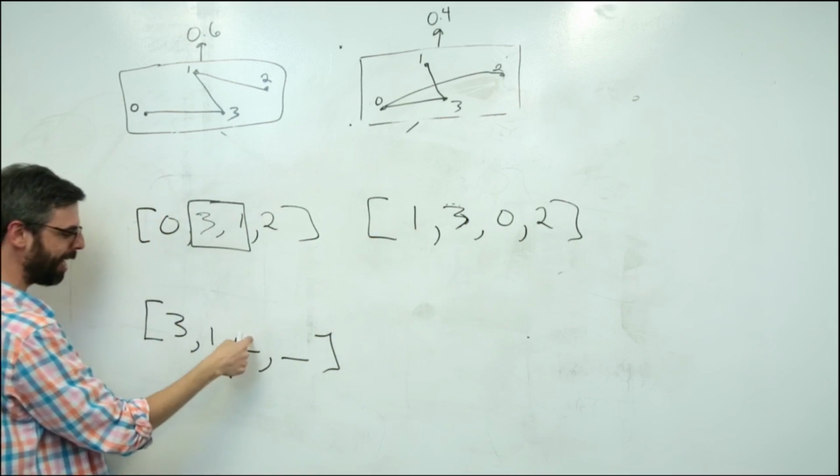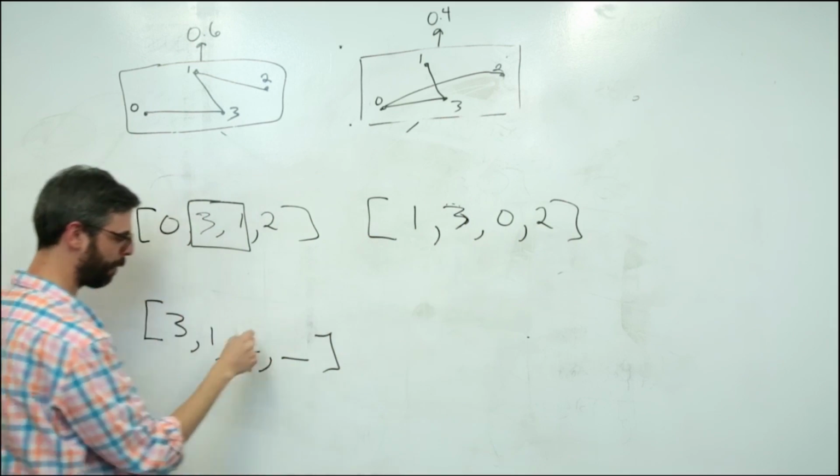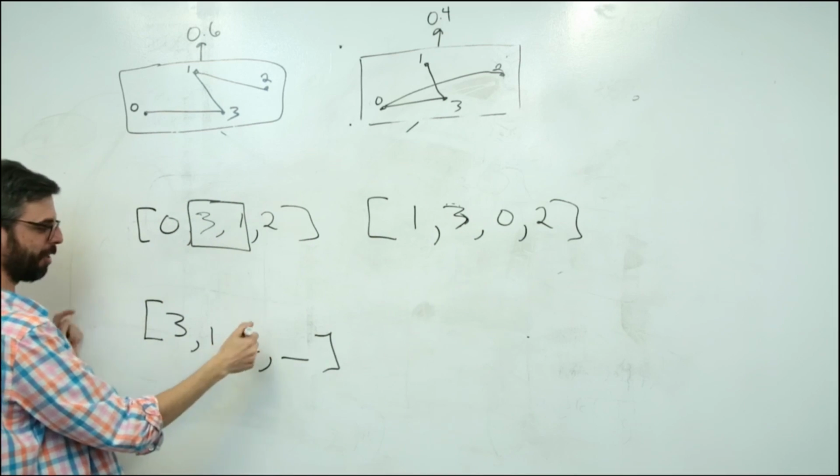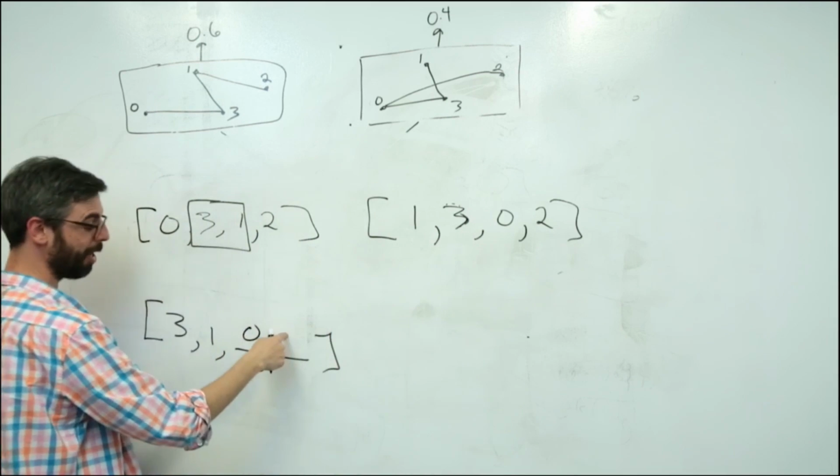1. Should I put a 1 here? No, it already exists. 3. Should I put a 3 here? No, it already exists. 0. Should I put a 0 here? It doesn't already exist. 2, should I put a 2 here? Yes, it doesn't already exist.